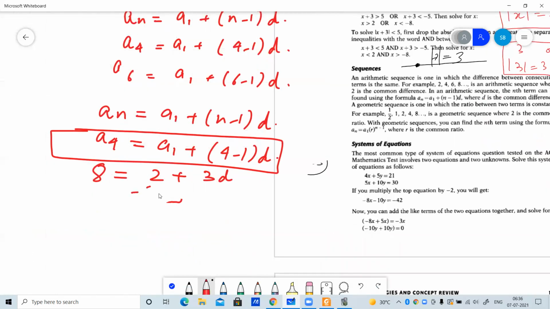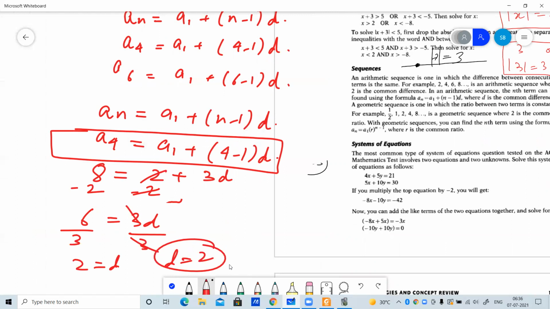And then I can subtract 2 from both sides. I'll get 6 equals 3 times d. I can divide by 3 on both sides. I'll get 2 is equal to d, or d is equal to 2. That is the common difference which you told me. Yep, makes sense now. More clear. Great. So this is the sequence.